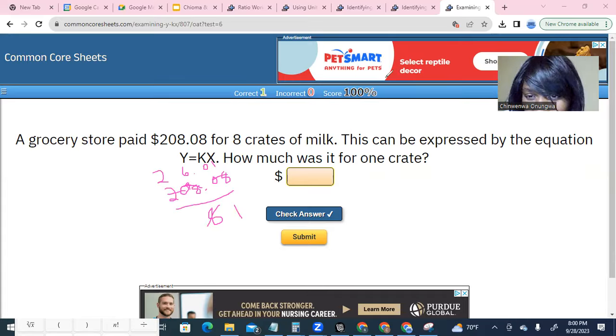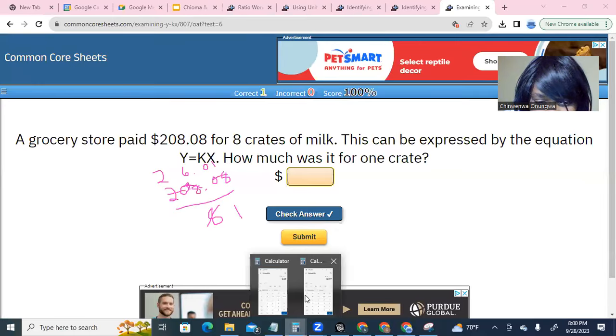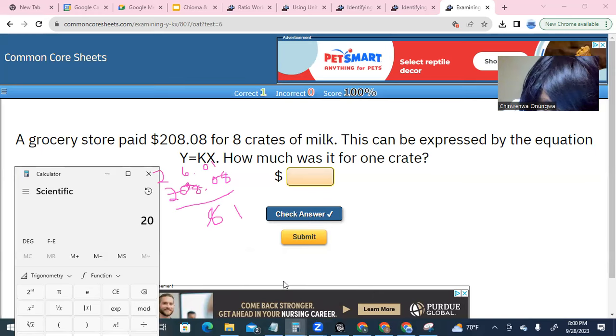So that's what we're going to do. You can use your calculator if you wanted. So I'll just show you. Just say 208.08 divided by 8. Get 26.01, okay?